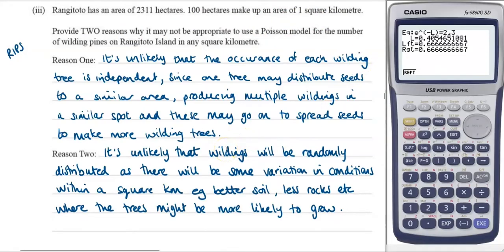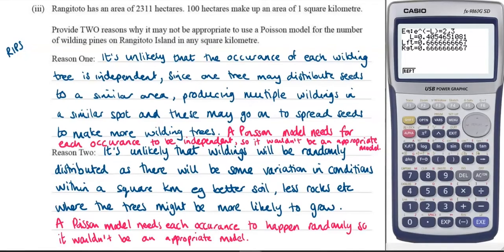So here's my write-up, and we've got this idea that there's more variation because this area is larger than what we started with. We're talking about 100 hectares. Within 1 hectare, it's probably the conditions wouldn't change all that much, and we could assume randomness, but not when we're getting up to this larger square kilometre area. Now, last bit to finish off is just to say that these 2 things don't match with the assumptions of a Poisson distribution. I've just squeezed that in there for both of them, try and fit it on the screen for you.